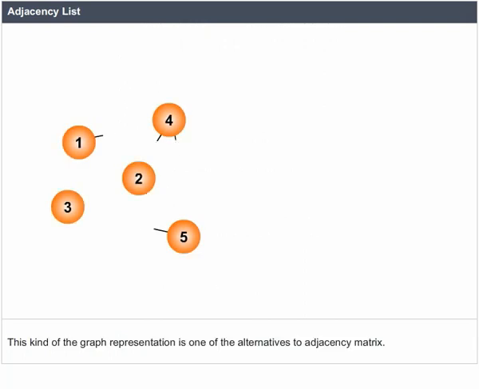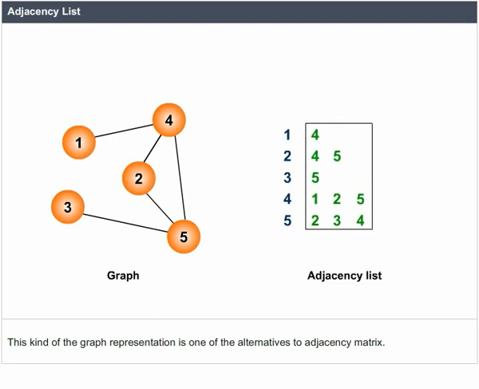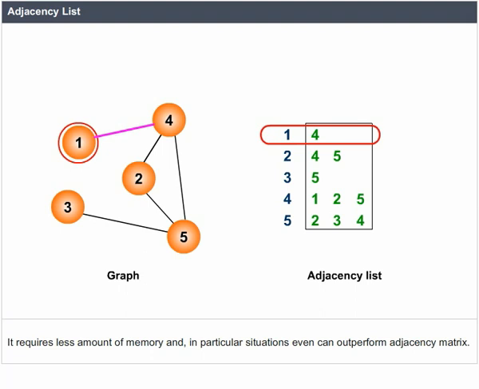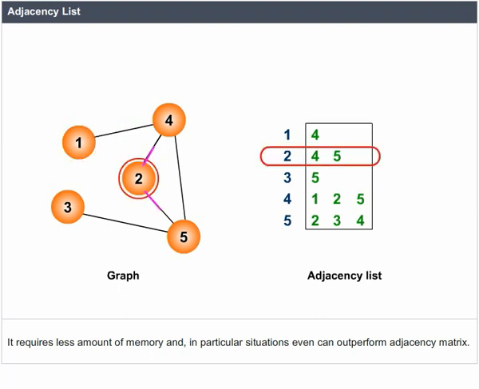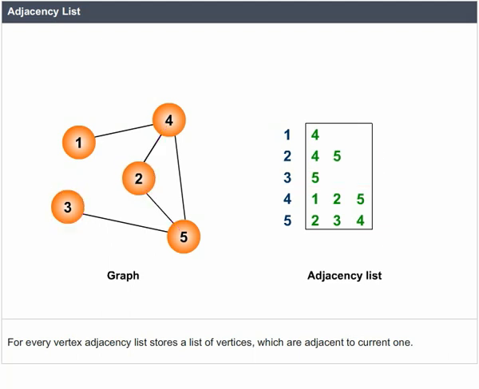Adjacency list. This kind of graph representation is one of the alternatives to the adjacency matrix. It requires less memory and in particular situations can even outperform the adjacency matrix. For every vertex, an adjacency list stores a list of vertices which are adjacent to the current one.